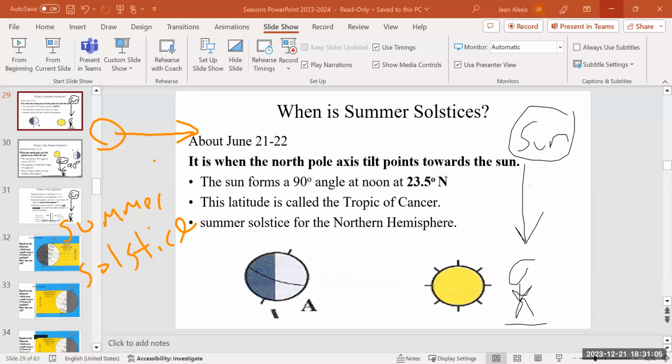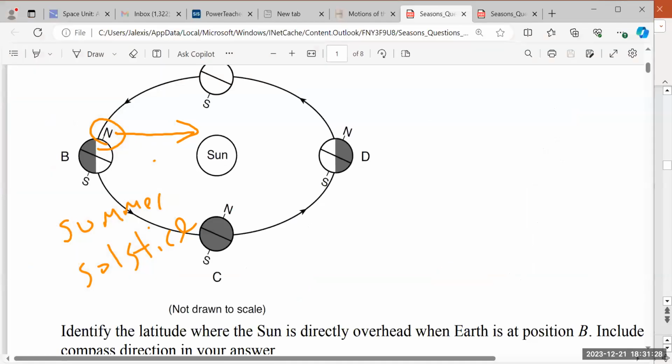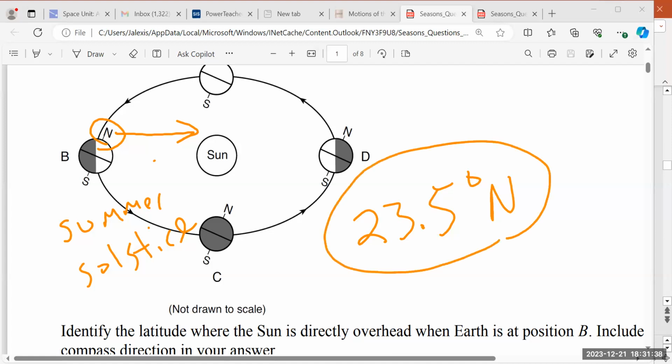So what latitude is the sun directly overhead, given an image like this? Well, it says right here, the sun forms a 90-degree angle at noon at 23.5 degrees north. So that lets me know that the sun is at a 90-degree angle at noon at 23.5 degrees north. So therefore, my answer is going to be 23.5 degrees north. That's your answer.